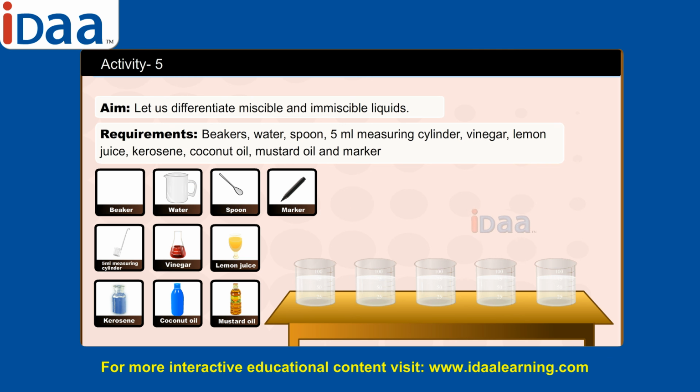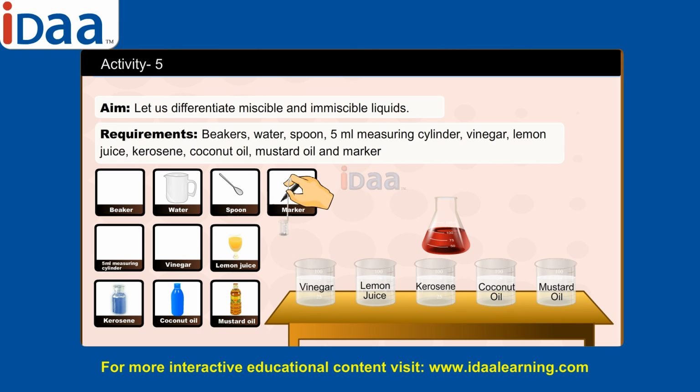Take the first beaker and mark vinegar on it. Take the second beaker and mark it as lemon juice, third as kerosene, fourth as coconut oil, and fifth as mustard oil. Add 5 ml of each liquid in its corresponding beaker.